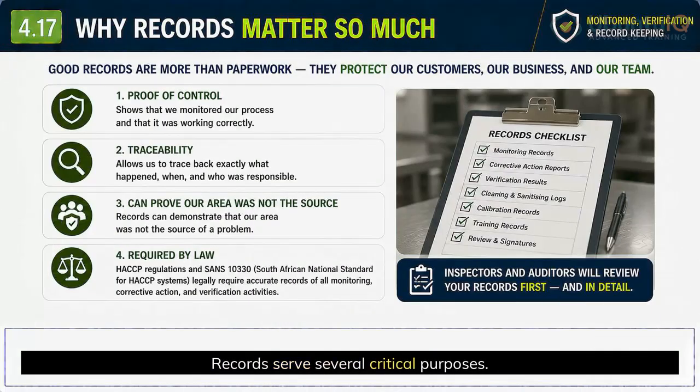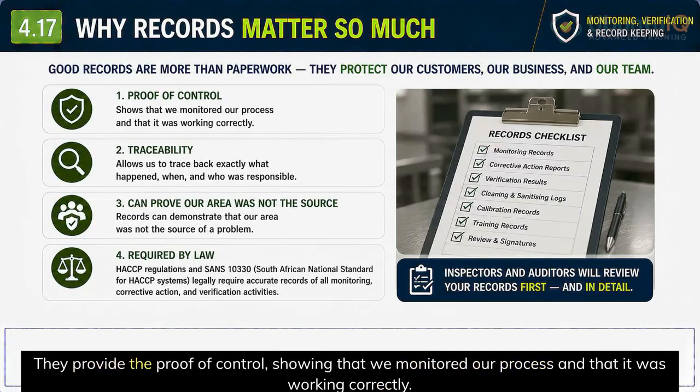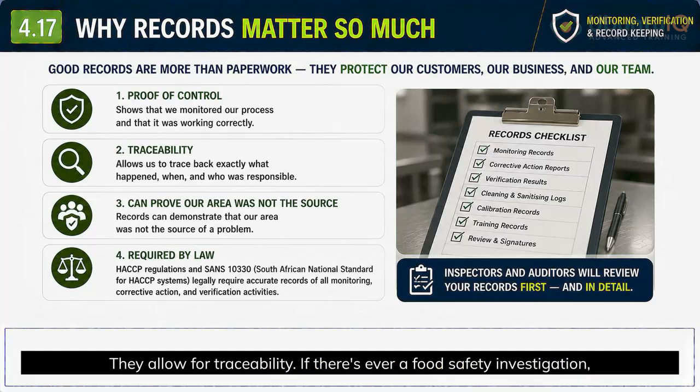Records serve several critical purposes. They provide the proof of control, showing that we monitored our process and that it was working correctly. They allow for traceability. If there's ever a food safety investigation, records are used to trace back exactly what happened, when, and who was responsible. They can also prove that our area was not the source of a problem. And they're required by law.